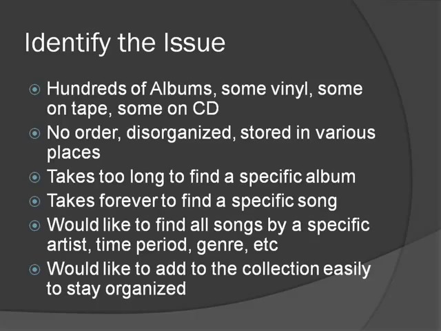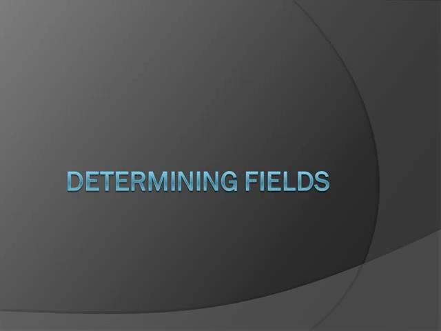So once we've decided what the issue is and what we want to resolve here, the next step is to actually identify what the fields are going to be, the pieces of information we want stored about each album in our case, each song, each artist, and so on. We're going to look at that next.